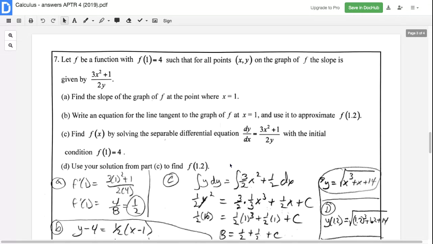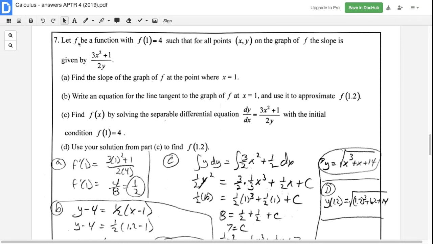7, so we have the function f, where f of 1 equals 4, and we have on the graph of f, the slope is given by. So when it says slope is given by, then that means this right here is the derivative. So that means this is f prime of x. So find the slope of the graph of f at the point where x equals 1. So that means I need to plug 1 in here.